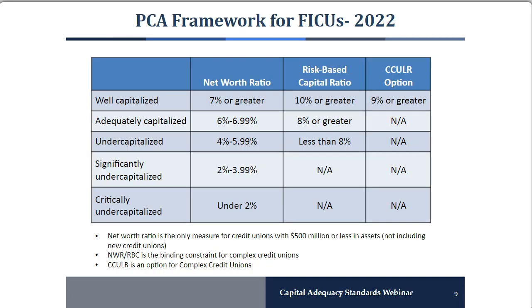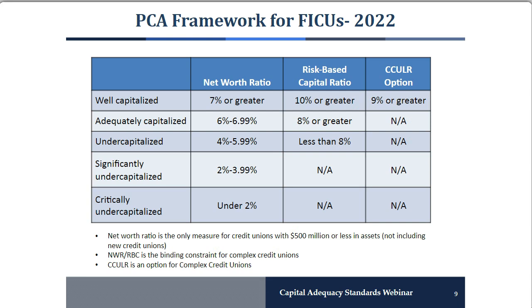In summary, the capital adequacy standards for federally insured credit unions starting in 2022, with exception to new credit unions, will be as follows. First, credit unions who are not complex, that is, credit unions with total assets less than $500 million, will only be subject to a net worth ratio for PCA purposes. This is a big relief for approximately 4,300 credit unions, or 86% of the industry.